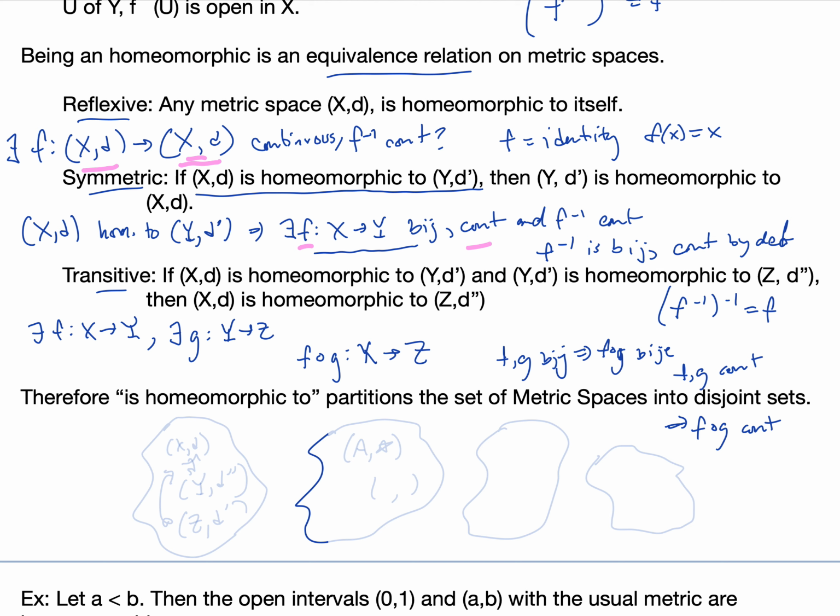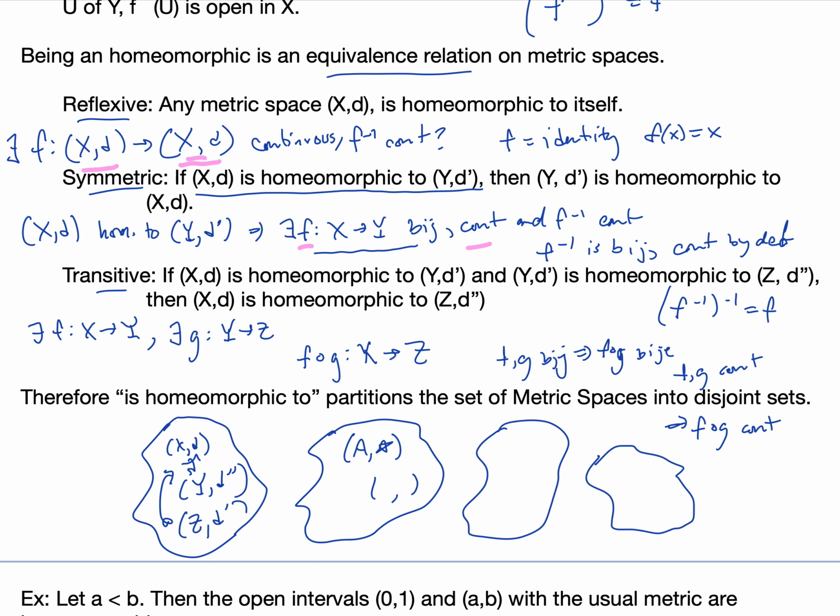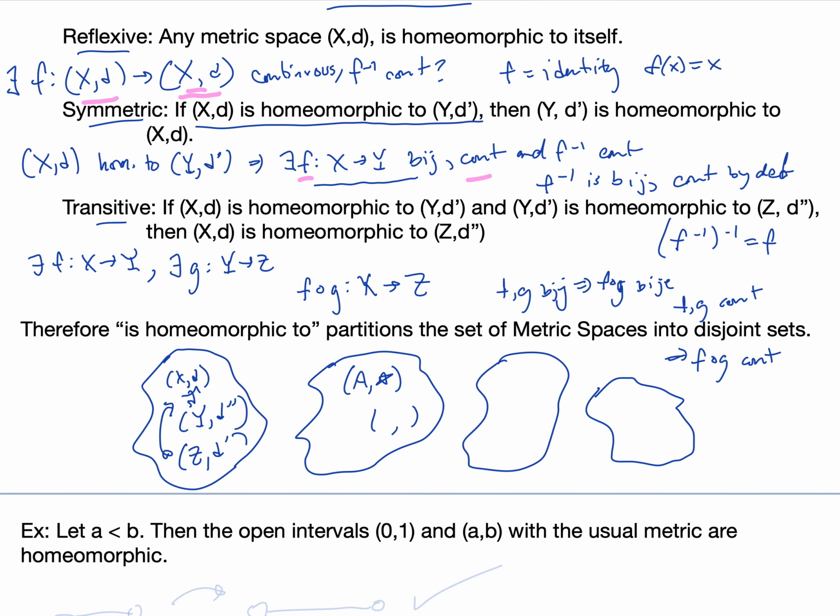Because is homeomorphic to is an equivalence relation, that means that this relation partitions the set of all metric spaces into disjoint sets. So we've got these disjoint sets of metric spaces (X, d), (Y, d'), and (Z, d). All of those must be homeomorphic to one another, and some other set of metric spaces, A, star, and so on, are all homeomorphic to one another, and so on. So these are disjoint sets, and every metric space falls into exactly one of those sets. Every metric space in that set is homeomorphic to every other one in the set and to no others outside of that set.